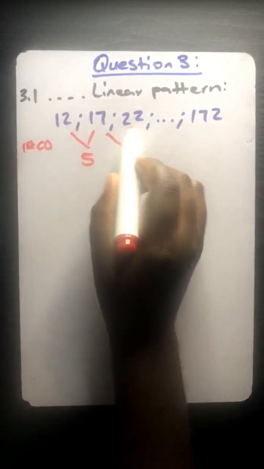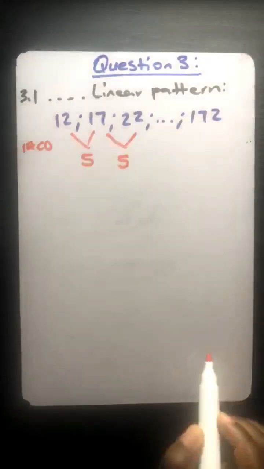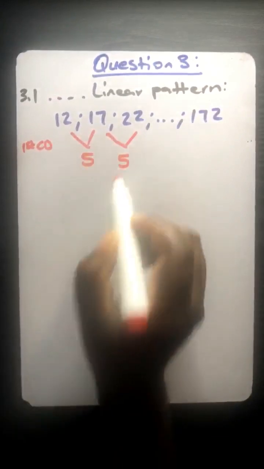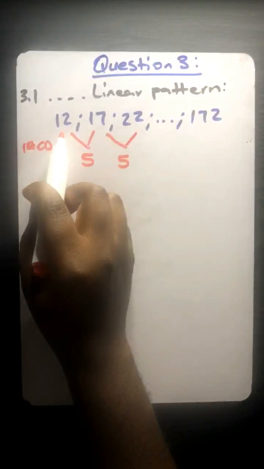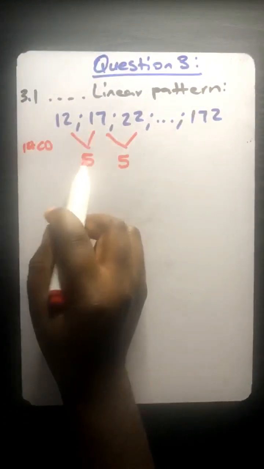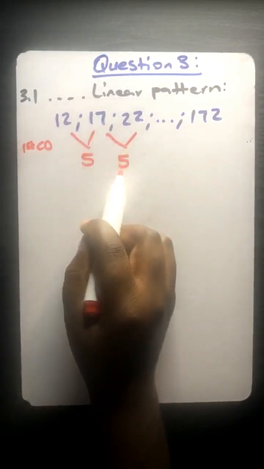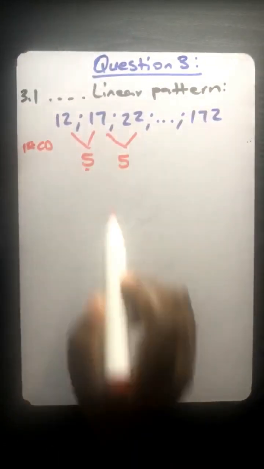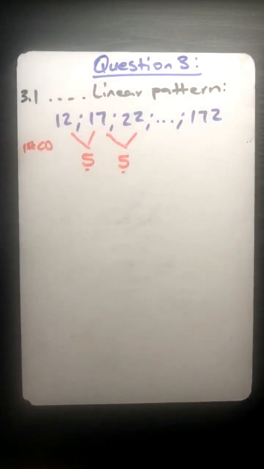Then we have 22 minus 17. What is that? It has to be 5, because it has to be a common difference. But most importantly, make sure you punch it on your calculator so that you don't just assume it is the same as the previous one, whereas somewhere you made a mistake.